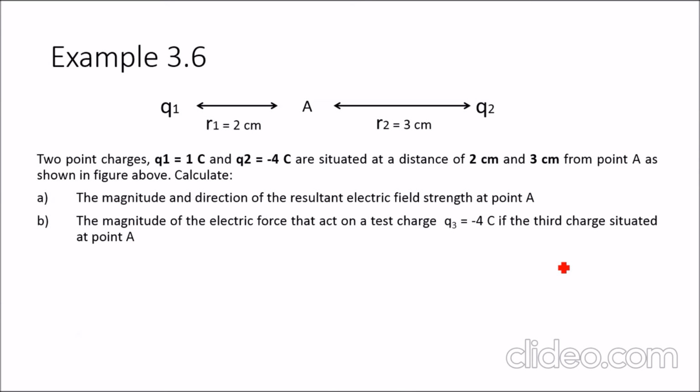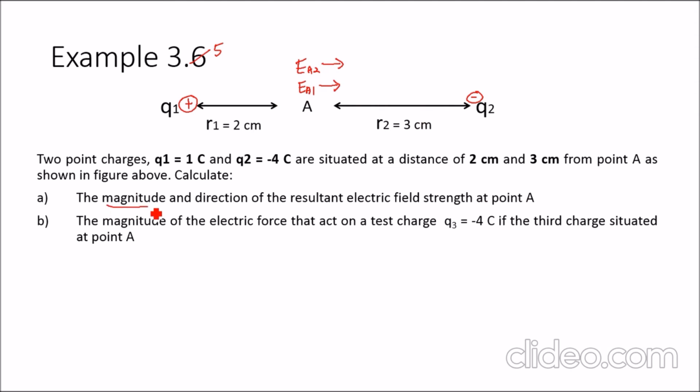For 3.5 in the book, we have two point charges, Q1 positive 1 coulomb and Q2 negative 4 coulomb, situated at distances of 2 and 3 cm from point A as shown in the figure above. Calculate the magnitude and direction of the resultant electric field strength at point A. First, label the directions. EA1 will go to the right. Okay, positive charge, field lines go out. EA2 will also go to the right because for a negative charge, the electric field lines go into it. So, we will have these two.